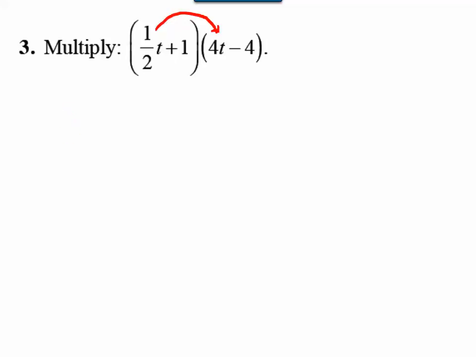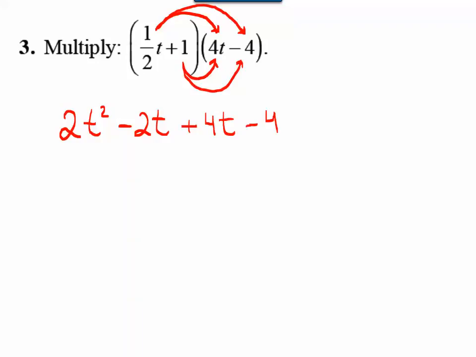So 1/2 t plus 1, and 4t minus 4. Multiplying those out. Again, first one, half of 4 is a 2. t times t is t squared. Multiplying the outside terms here, half of -4 is a -2 with a t. One times 4t is a positive 4t. And how about at the end, how about a -4?